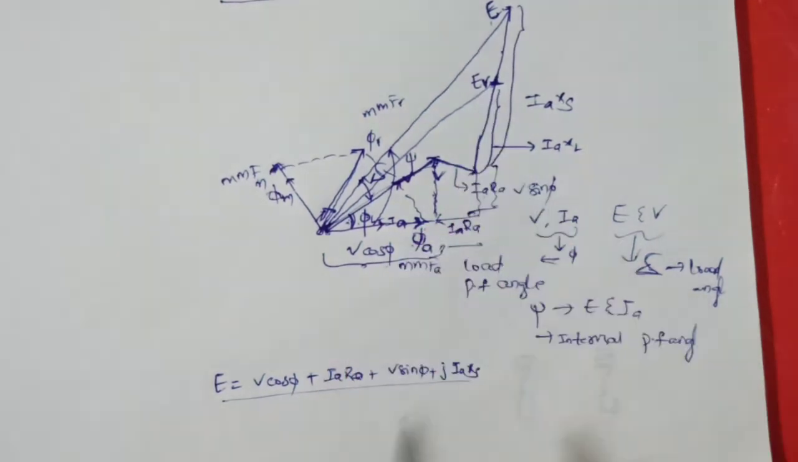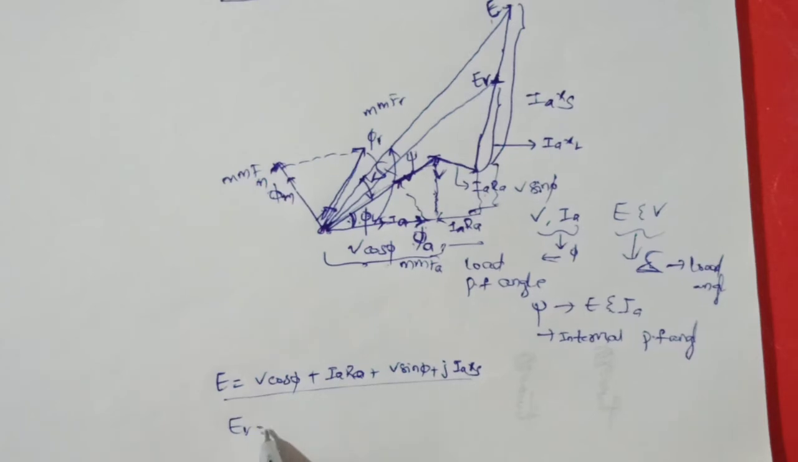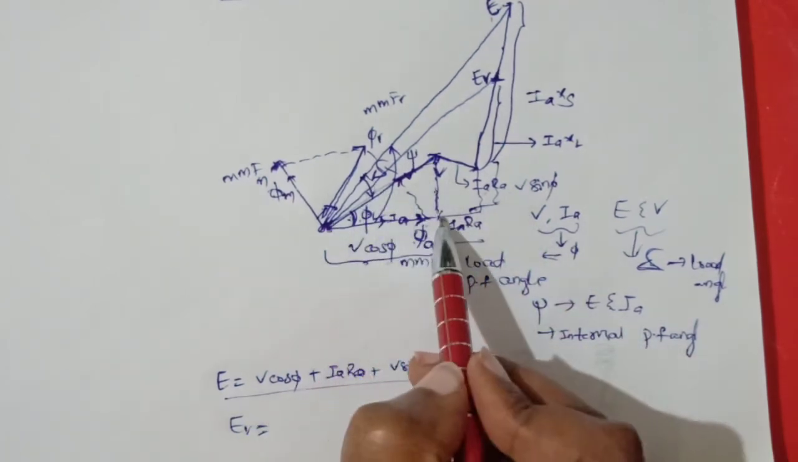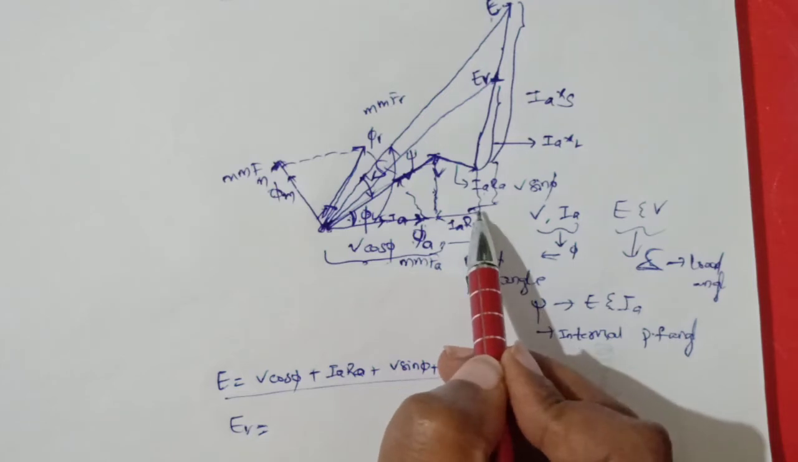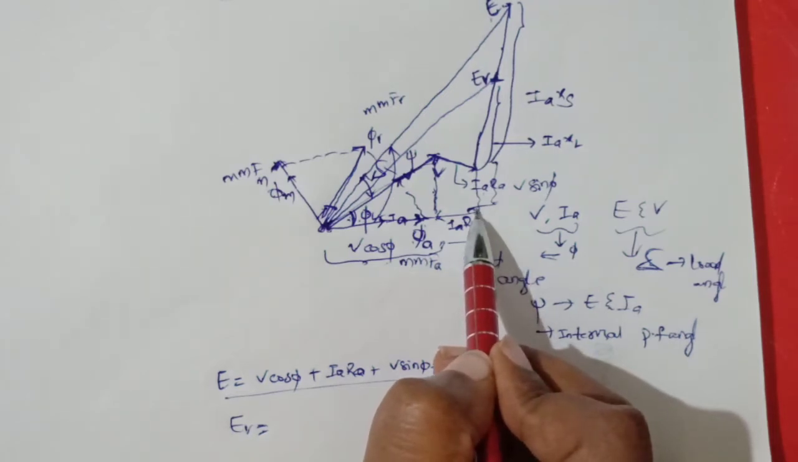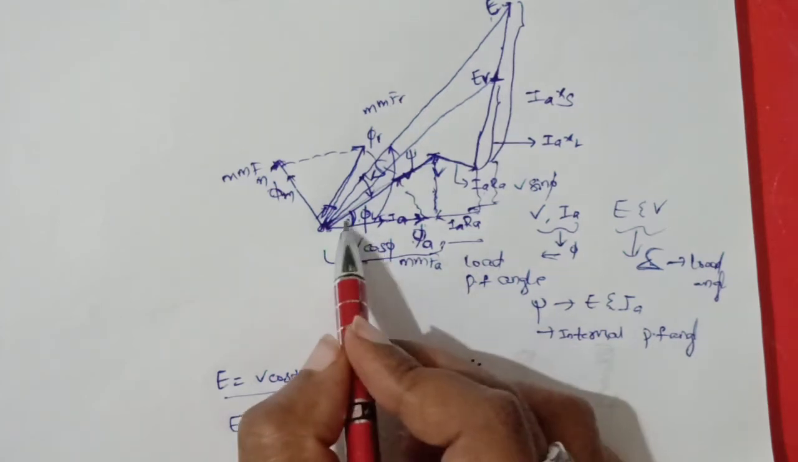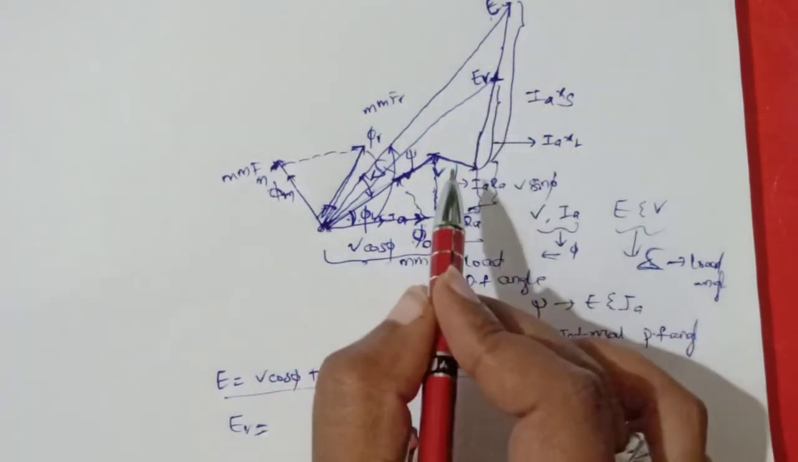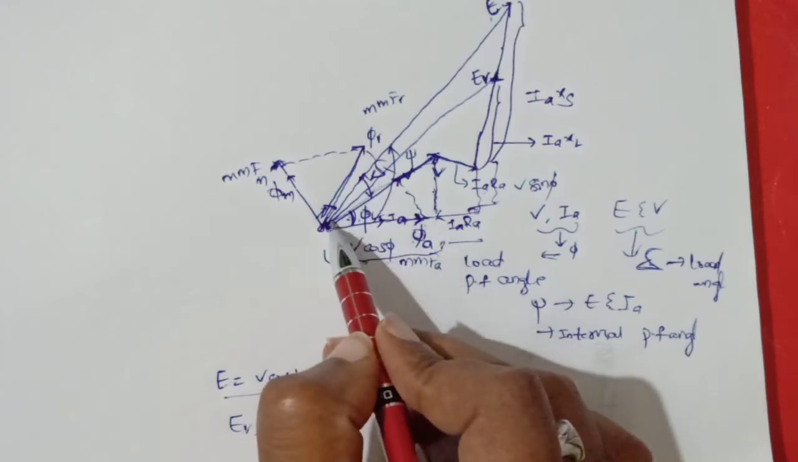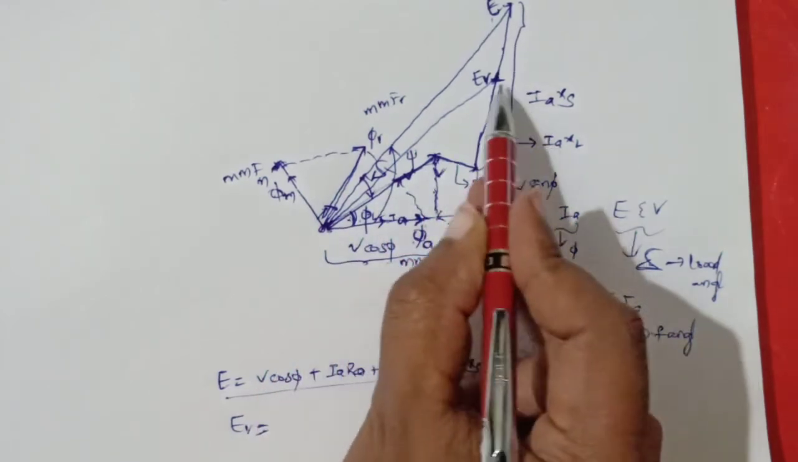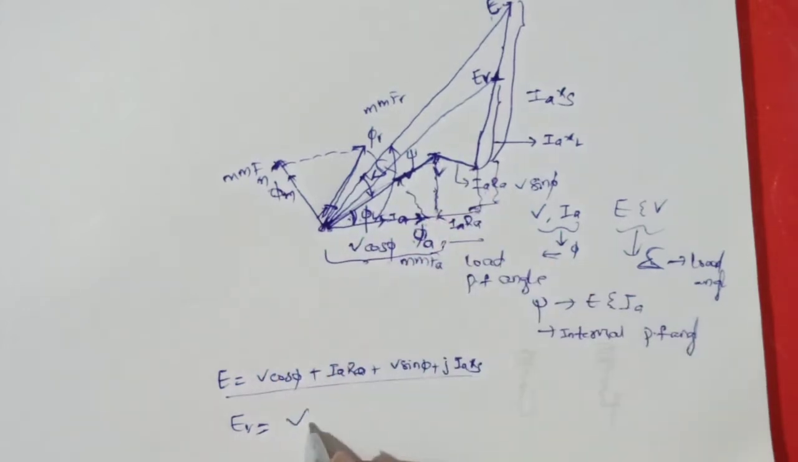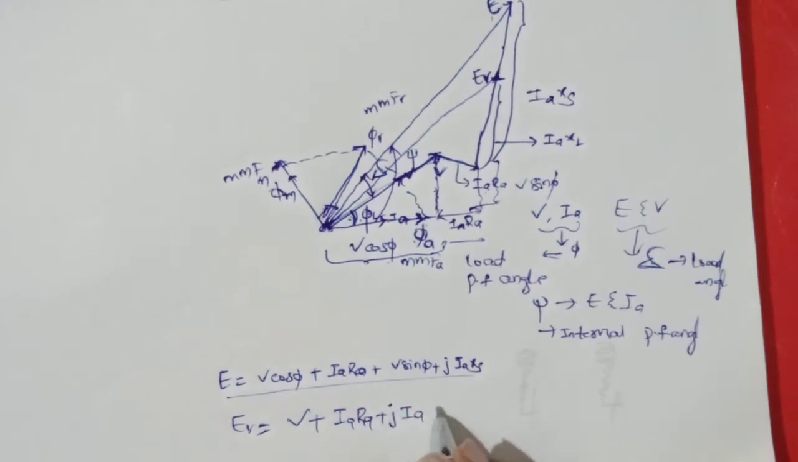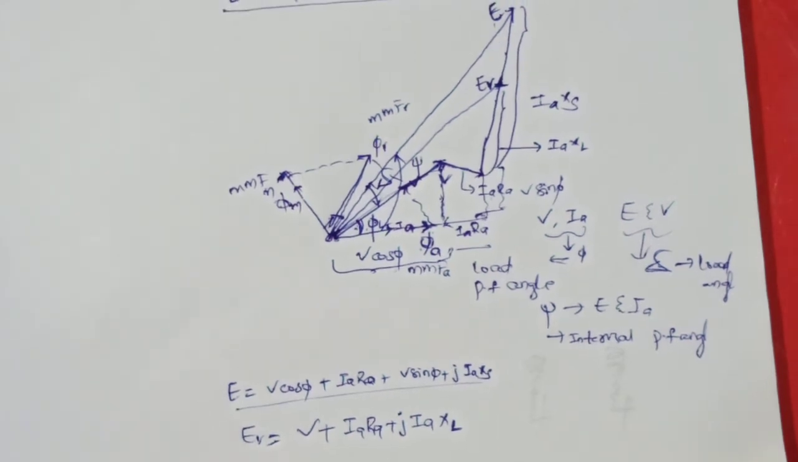How to find E_R? E_R is equal to V cos phi plus I_a R_a. So E is equal to, we can write it this way, or else I can go this way: V plus I_a R_a plus j I_a X_L. This is how we find the air gap voltage E_R.